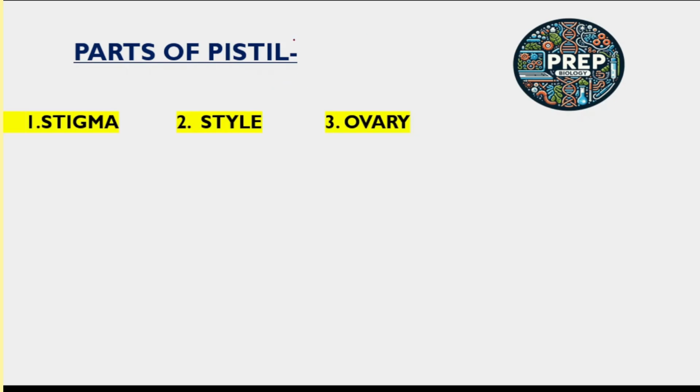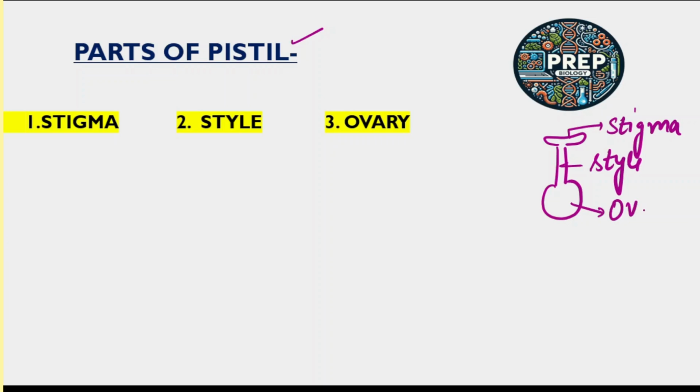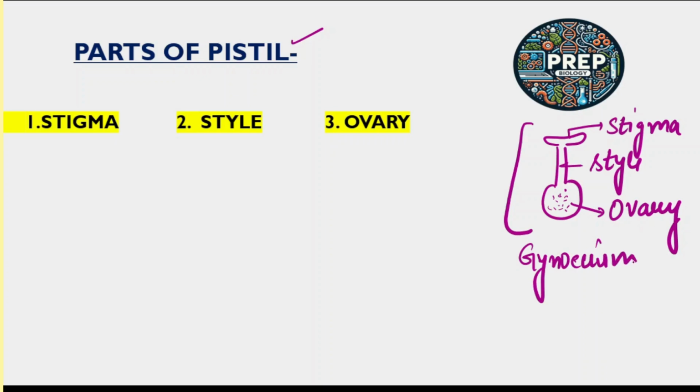We know that there are 3 parts of the pistil we already discussed in previous classes. If we see the structure of the pistil, we have stigma, style and ovary. We have 3 parts of the pistil, and the group of pistils is called the gynoecium, which is the female reproductive part in flowering plants. So let's study about different features of each part.